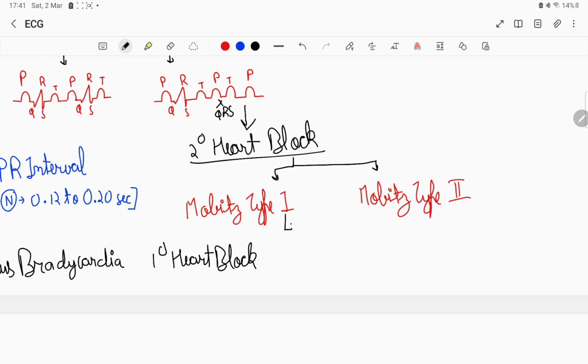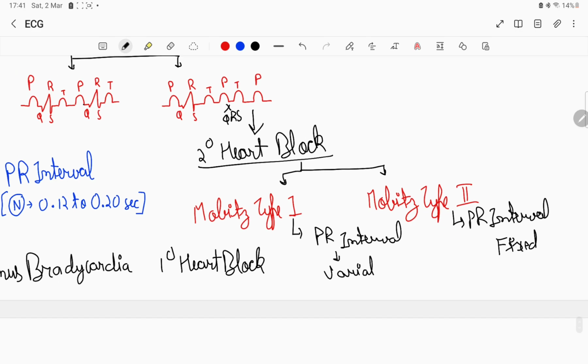In Mobitz type 1, the PR interval is variable, while in Mobitz type 2, the PR interval is fixed.